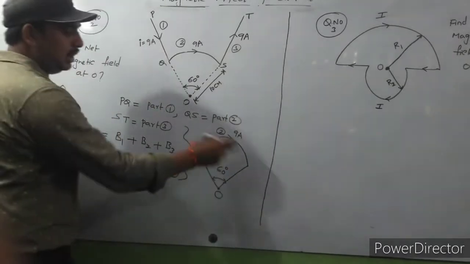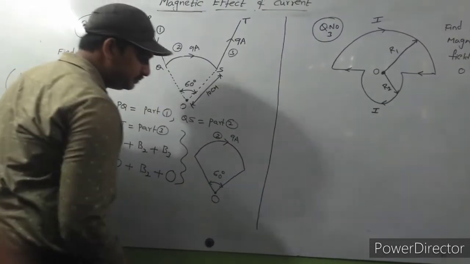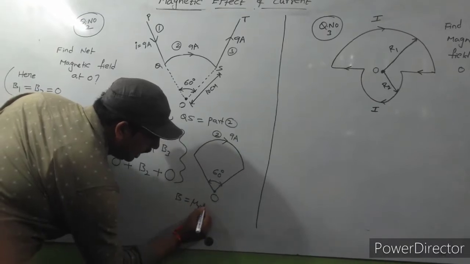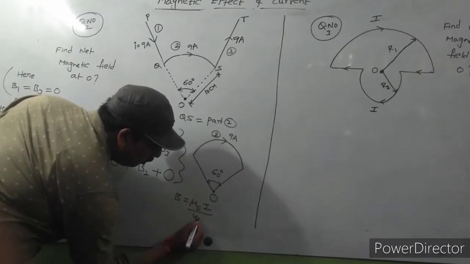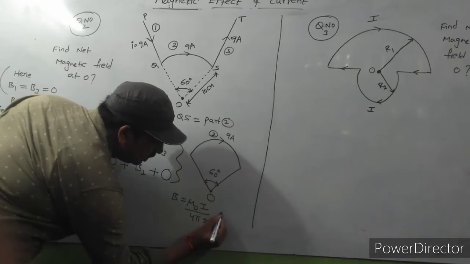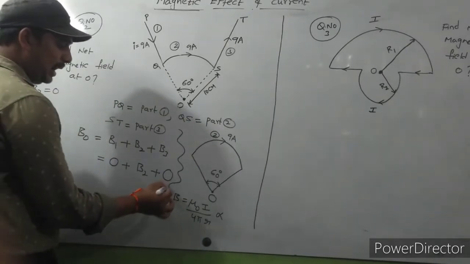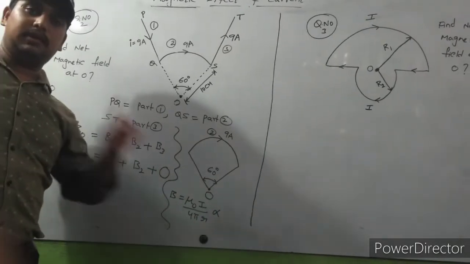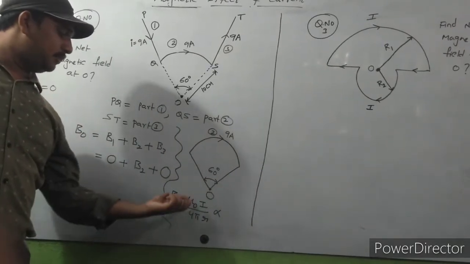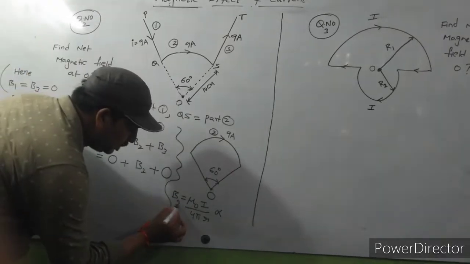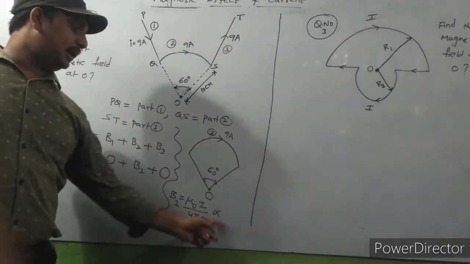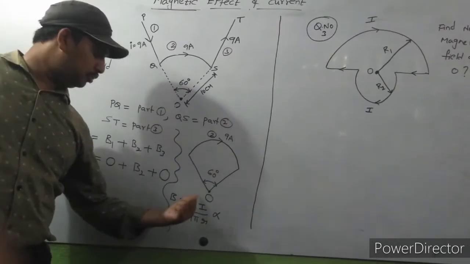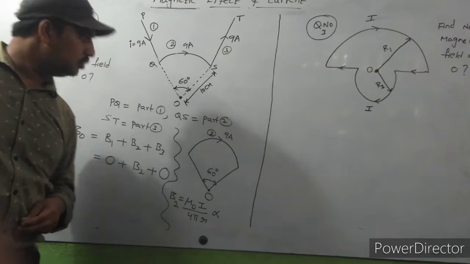So what is the formula for the magnetic field due to an arc? You already know, B is equal to mu naught I by 4 pi R into alpha. So B2 formula is mu naught I by 4 pi R into alpha, because this is the magnetic field due to a current carrying arc.